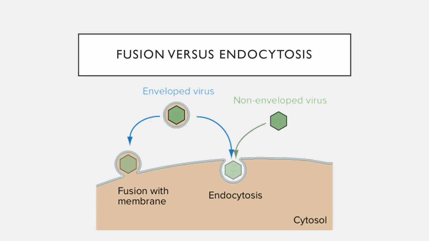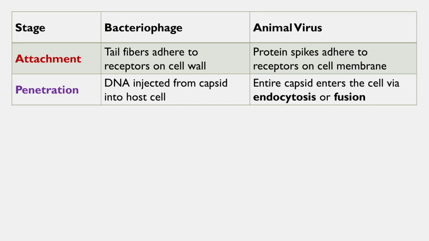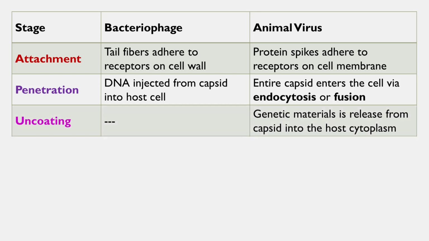So getting back to our comparison, because the entire capsid enters the cell, which we did not see in bacteriophages, there is an additional step in the life cycle of animal viruses that is not present in bacteriophages, and that step is called uncoating. Uncoating is where the capsid releases the genetic material into the cytoplasm.